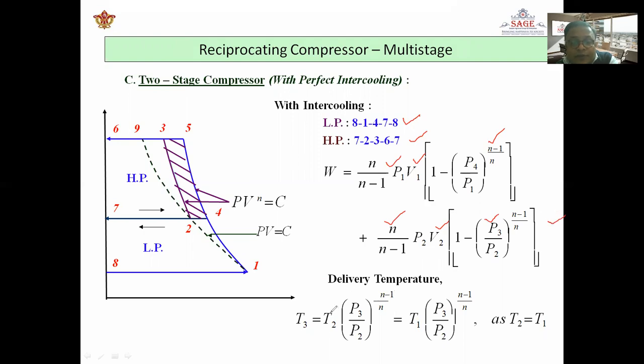Delivery temperature will be calculated by this formula: T3 is equal to T2 in the bracket of P3 by P2 to the power of n minus 1 by n. This is the polytropic rule, also written with T1 because perfect intercooling is done. T2 is equal to T1 in the bracket of P3 by P2 to the power of n minus 1 by n, because with perfect intercooling, T2 is equal to T1.